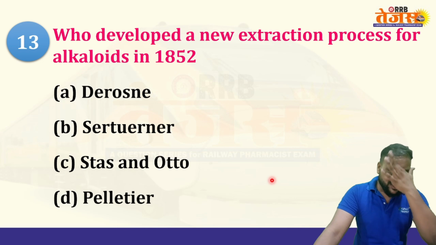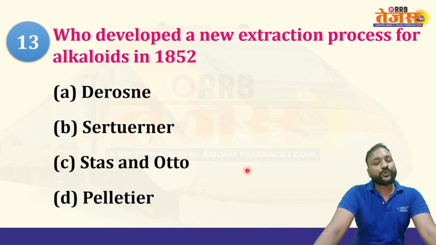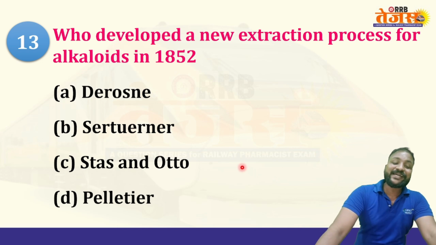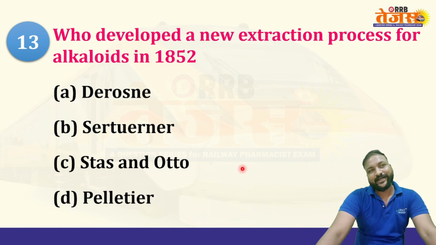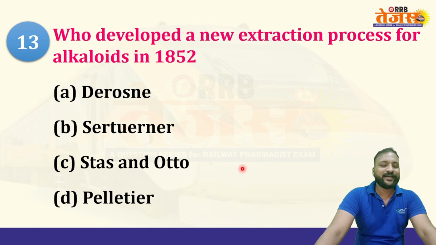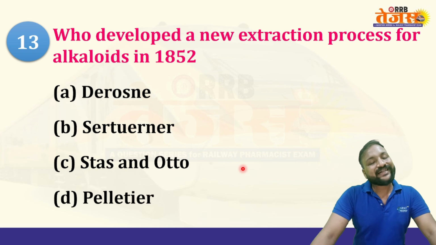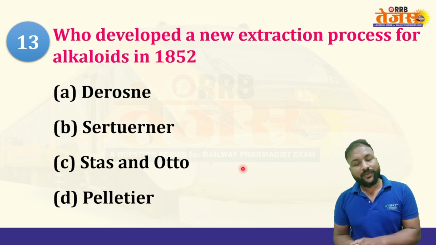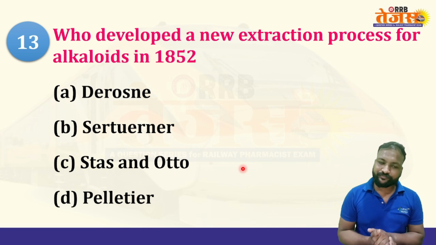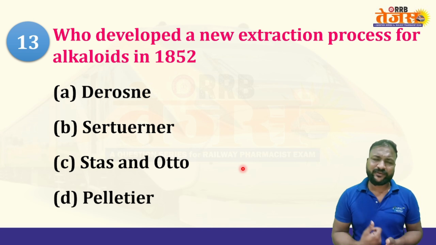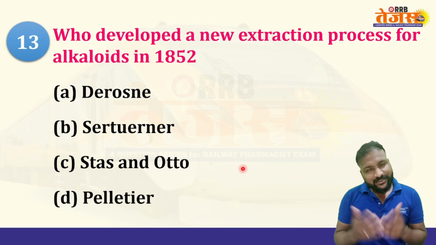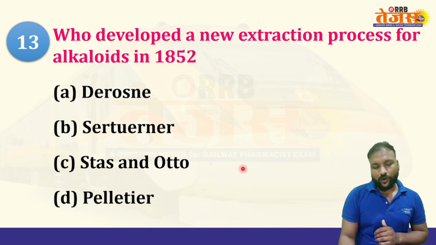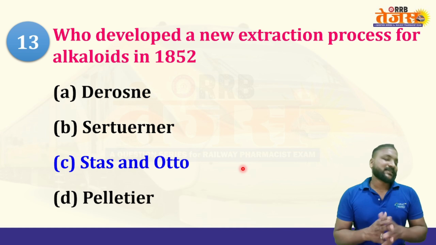The 13th question in the series: who developed a new extraction process for alkaloids in 1852? We have already covered this one. Option A, Derosne. Option B, Sertürner. Option C, Stas and Otto, and option D, Pelletier. What was the right option here? As we have already covered this one, we'll see the right answer. Option C is the right answer.